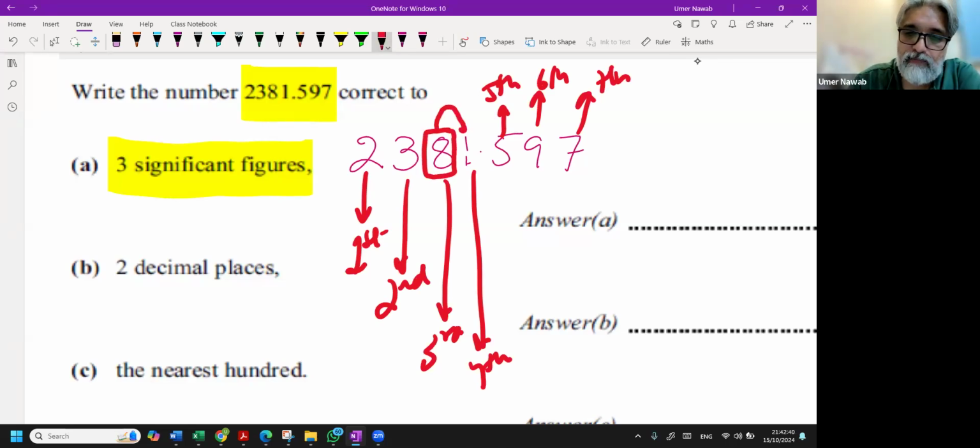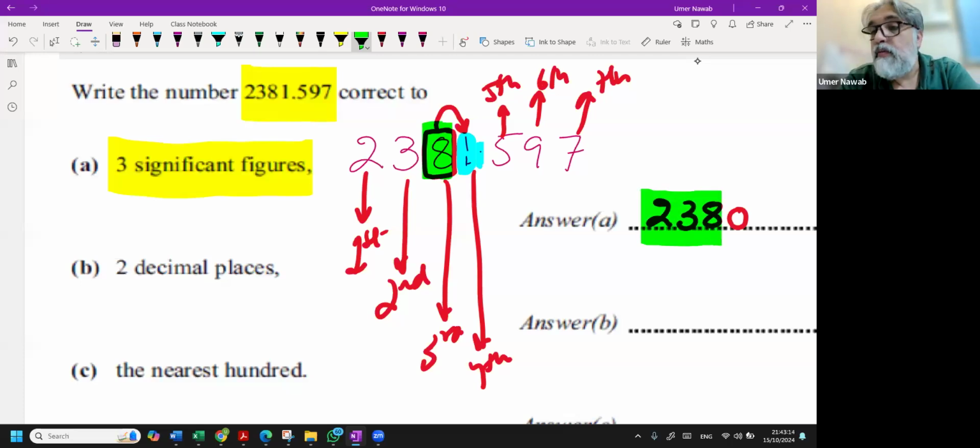Now, after 8, what do I have? 1. So 8 will not be raised by 1. So I'm going to keep it. But be careful. Where is the decimal, guys? The decimal is here. Now, this digit at the unit place should be replaced by 0 to keep the place value secured. So I'm going to copy here 2, 3, 8, and in the place of 1, I'm going to write 0, but this 0, I'm telling you again, is not a significant figure. So I have written the number to 3 significant figures. So my job is done.